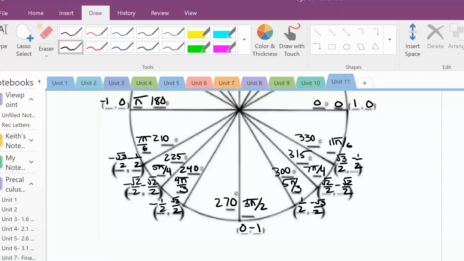All right, so that concludes how to find the trig values using the unit circle and of any angle. And then next video, we'll talk about graphing.